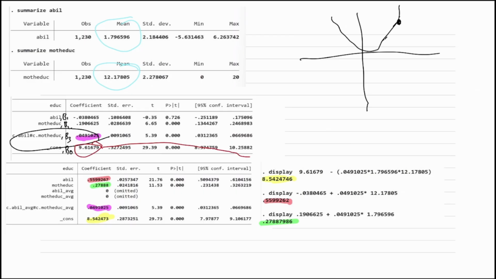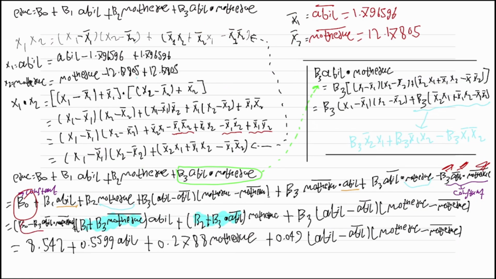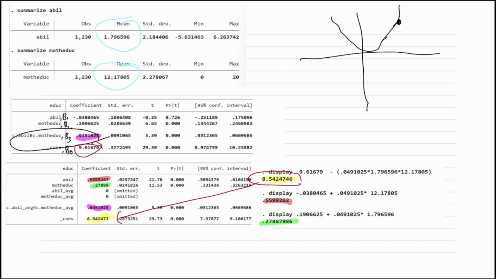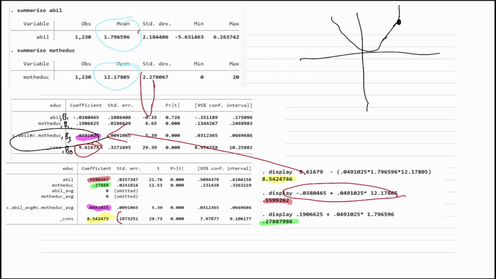And as we can see, beta naught here in the original, before we do the manipulation, and this is my beta 3, subtract from this one here, the same, and this is my average of ability, and this is the average of mother education. So we get 8.542, and we can see it here. The same we do here. We take the numbers from the original one and from the averages here, and we use the equation here.